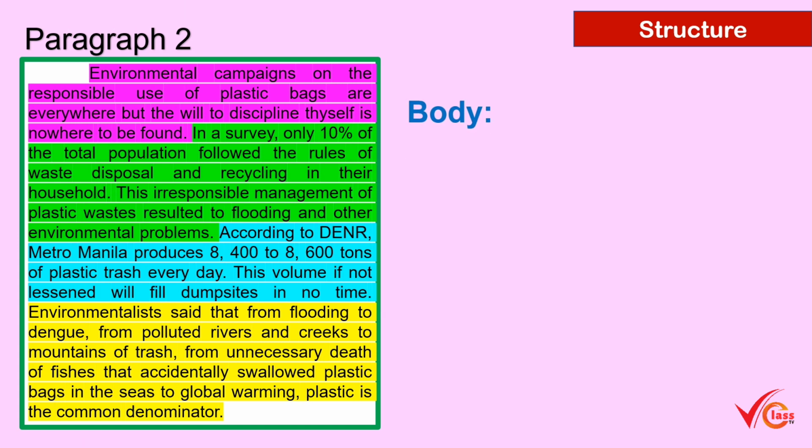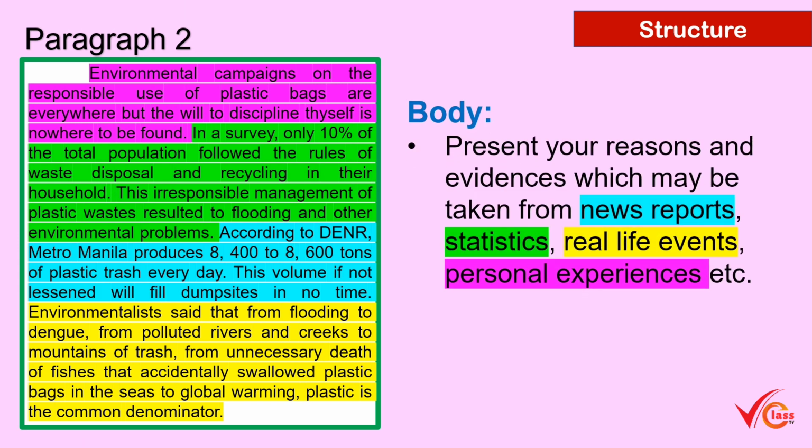Paragraph 2 is the body. Here you are going to present your reasons and evidences which may be taken from news reports, statistics, real-life events, personal experiences. Please check out the highlighted material because news reports are highlighted in blue, real-life events are highlighted in yellow, and personal experiences are highlighted in pink. So you can find it there, and so you will be guided on how you're going to present your ideas.